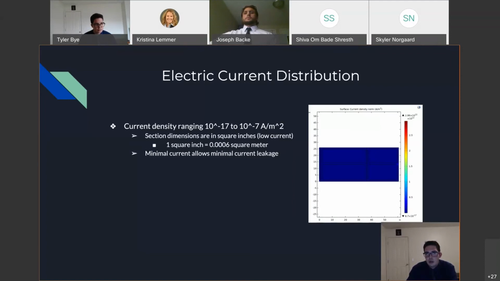For reference, 1 square inch is 0.0006 square meters, so you can really even multiply those current densities by 10 to the negative third for what the current is going to be. This minimal current is going to allow for minimal current leakage throughout the cross-section.